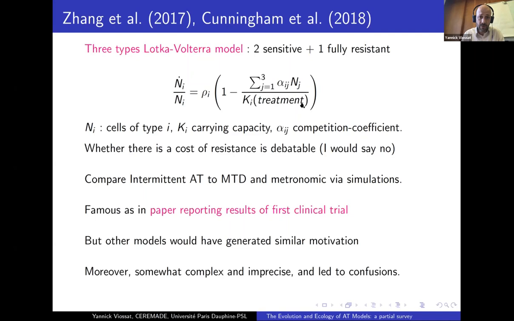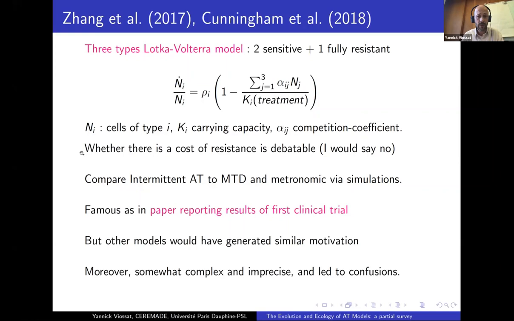I think it's not crucial. The effect of treatment is not a standard death term. It appears in the carrying capacity. So N_i represents the density of cells of type i, K_i is the carrying capacity of type i, and alpha_ij is a competition coefficient that tells how much type i will influence type j. Whether there is a cost of resistance is quite debatable. I would say no, and the reason why is because the alpha_ij are less than one. So there is not a strong competition between sensitive and resistant in that sense.